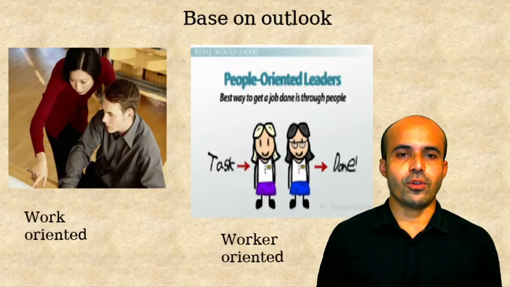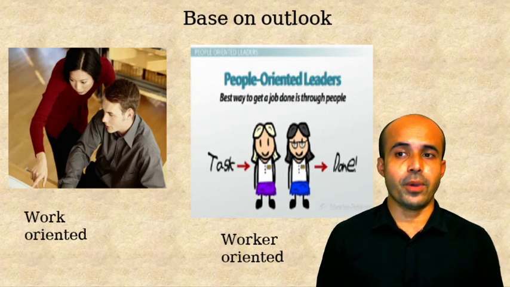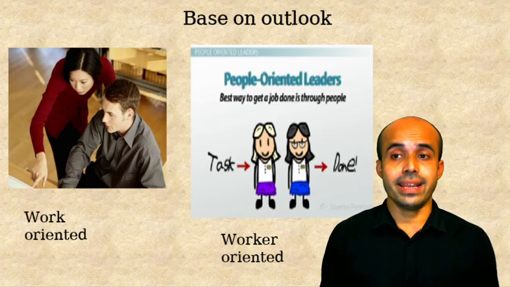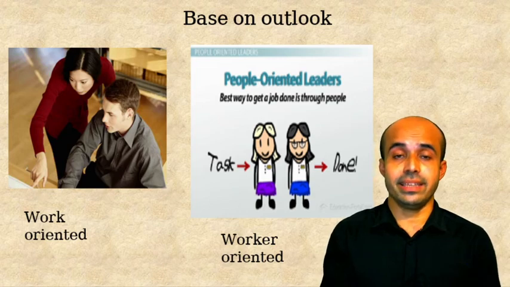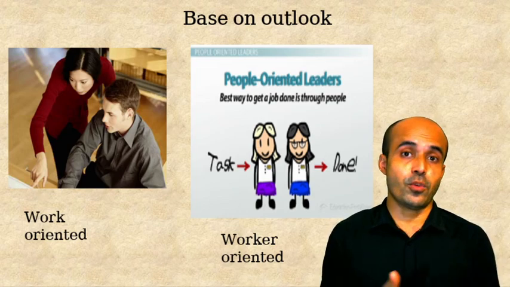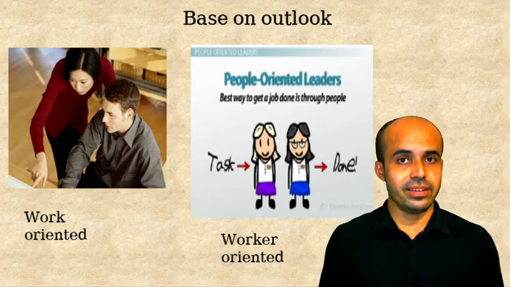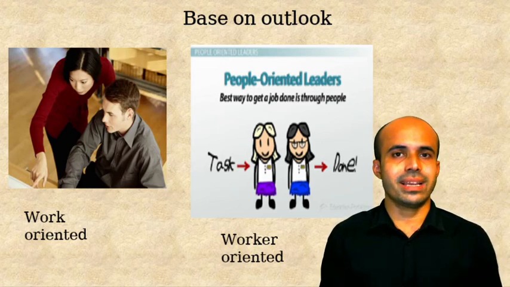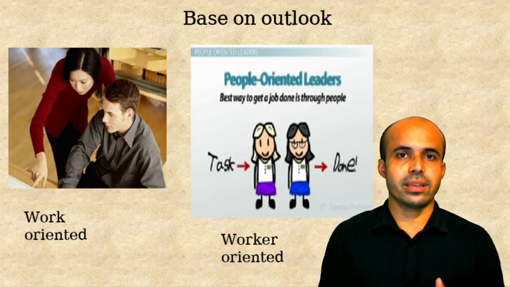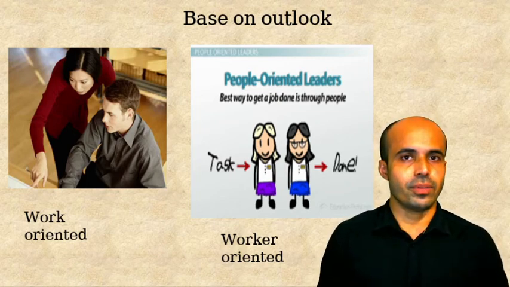Now coming to the outlook. Based on outlook, there are two types. First is work oriented, where the importance is given to the work, what work is done and what work is in process. That is actually the main thing to discuss in the system of work oriented leadership. There the man or worker doesn't matter. My work, how much is done or how much is not done, that is what matters to them.